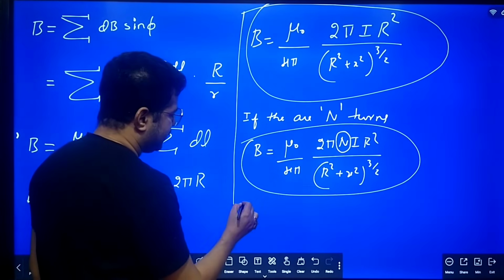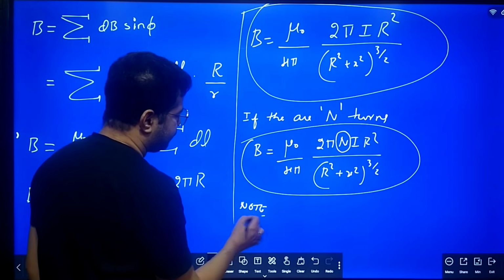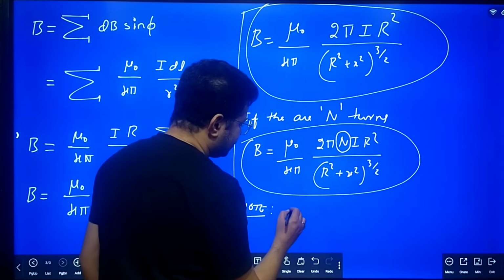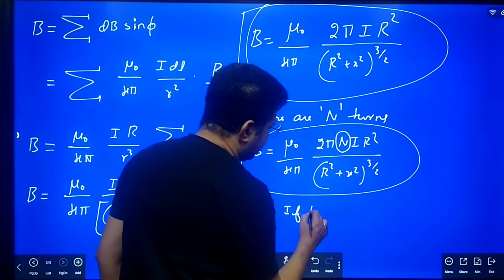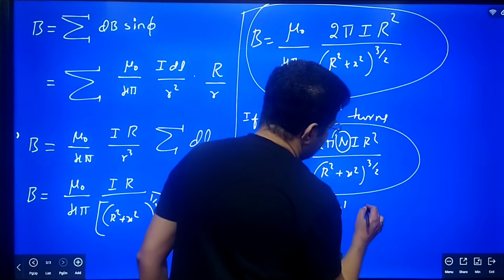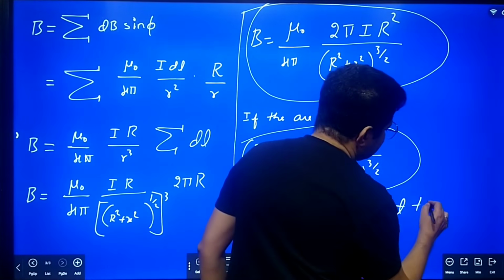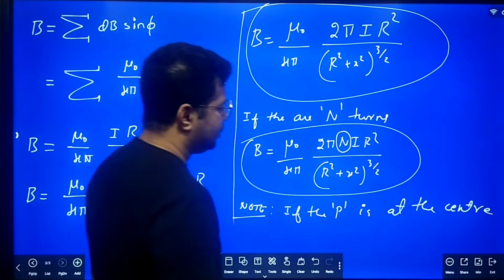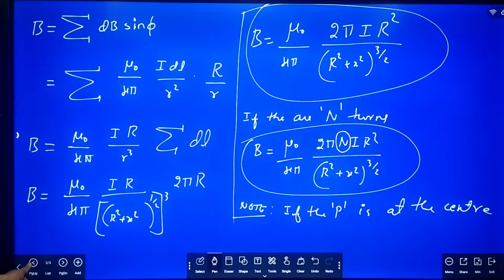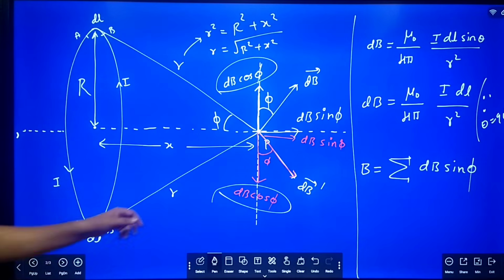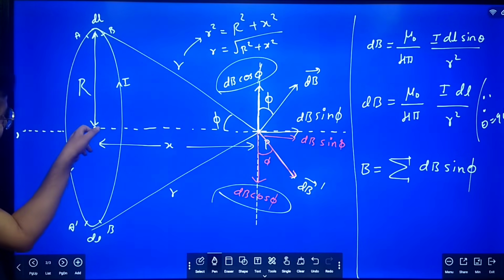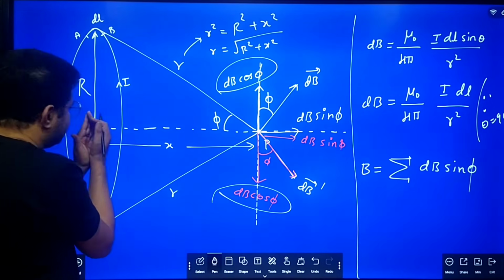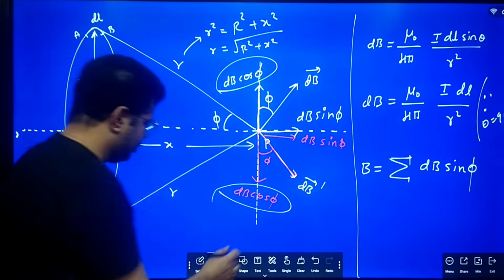Now we will write a special case, note. So for note, what is the note? If the point P is at the center of the coil, at the center, means what? If you consider this point P here at the center, then what will happen? x will be equal to 0, correct na? Yes, x will be equal to 0.